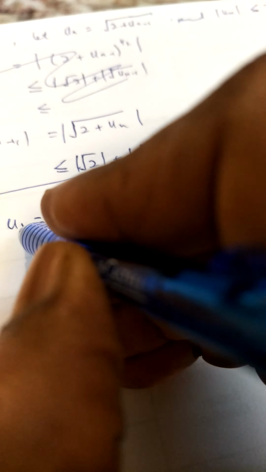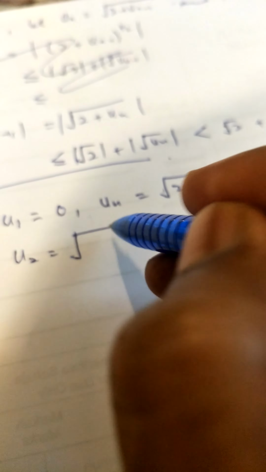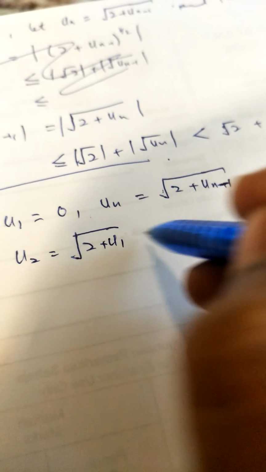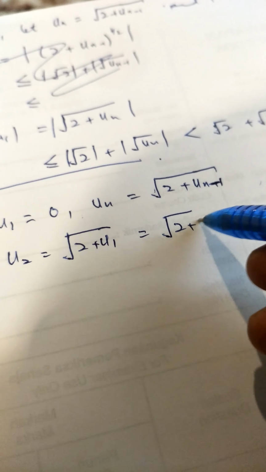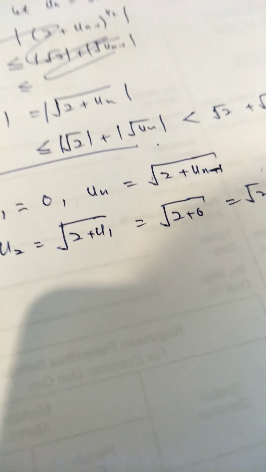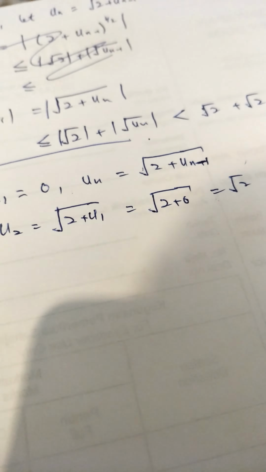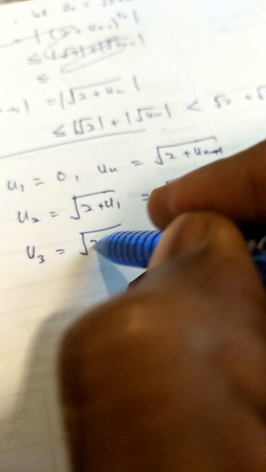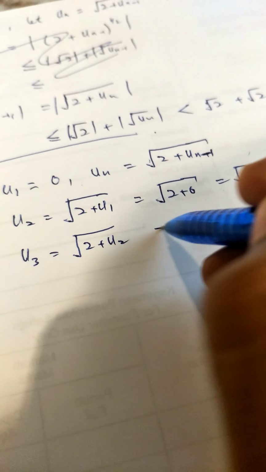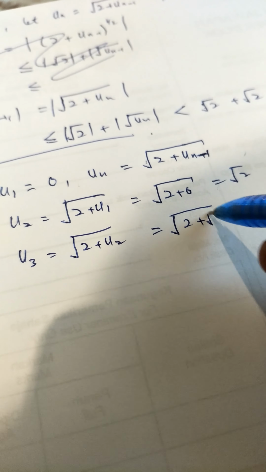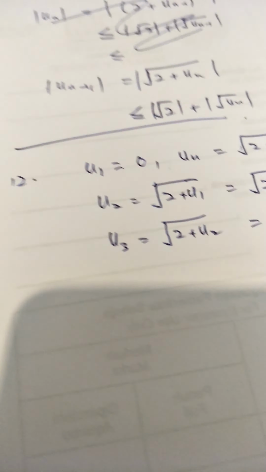If you can recognize this, let's see. u1 is 0. u2 is the square root of 2 plus u1, so this is the square root of 2 plus 0, that's square root 2. This is definitely less than 2. If you find u3, it is the square root of 2 plus u2, that gives the square root of 2 plus square root of 2.